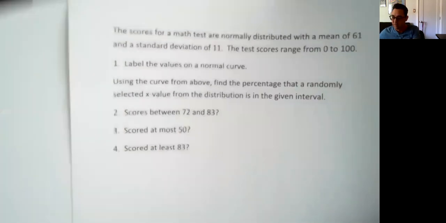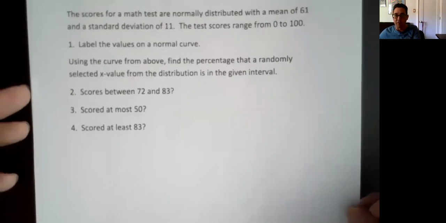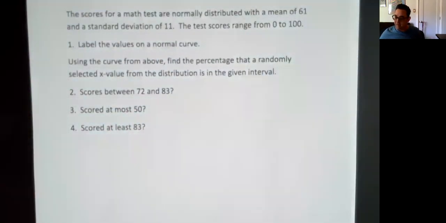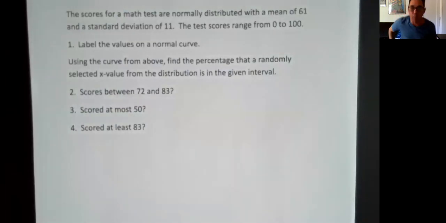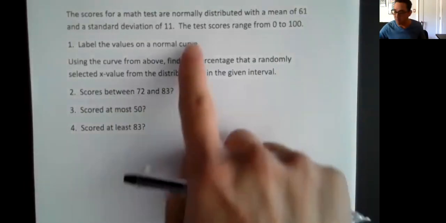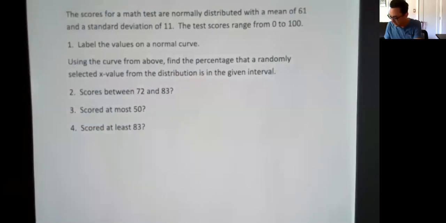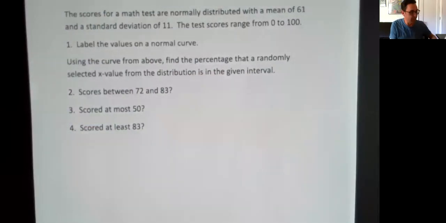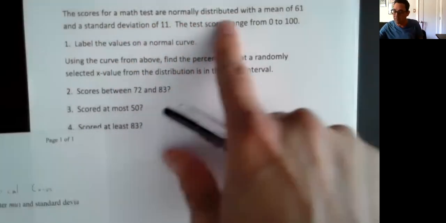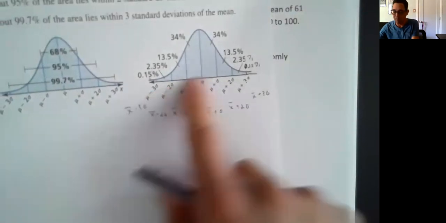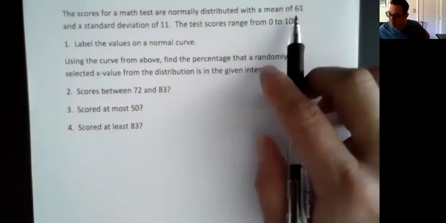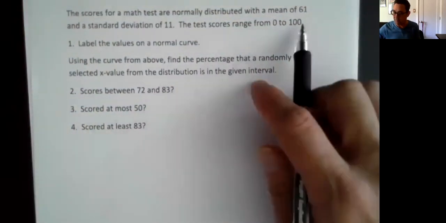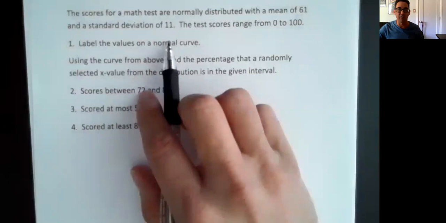So we're going to start with this example right here. This is how you're going to see this and what you're going to do on your own. This is a typical problem of how you're going to see it. The scores for a math test are normally distributed, which means we're going to use this chart. If I say that they are normally distributed, it means this chart applies, so you have to memorize those percents. With a mean of 61, so I don't have to calculate it, and a standard deviation of 11. So that was also given.